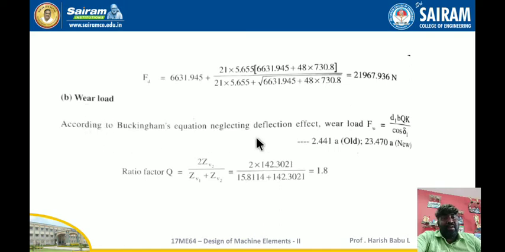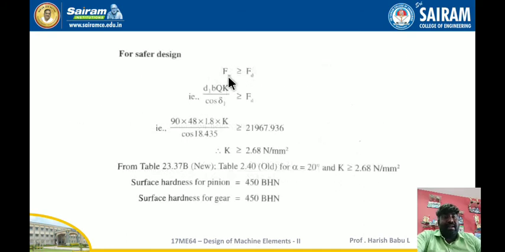The last will be the wear load. For calculating the wear load, again I'm going to use the Buckingham equation. FW is equal to D1 B Q K divided by cos delta 1. By taking that into consideration, Q value is 2 ZV2 divided by ZV1 plus ZV2, I'm going to get Q as 1.8. For a safe design, FW should be greater than or equal to FD. Substituting those values, I want to get K should be greater than or equal to 2.68 Newton per mm square. So from the table 23.37b, for alpha of 20 and K greater than 2.68 Newton per mm square, I want to get hardness on pinion and gear as 450 and 450 BHN. This is about the problem on bevel gear.